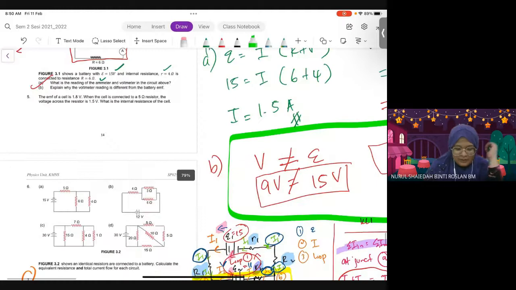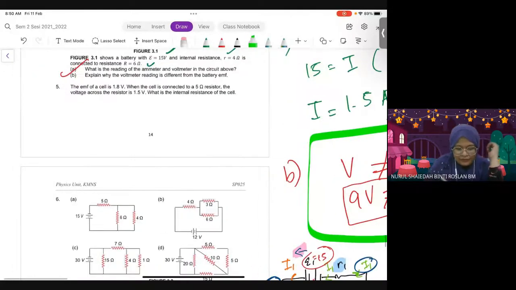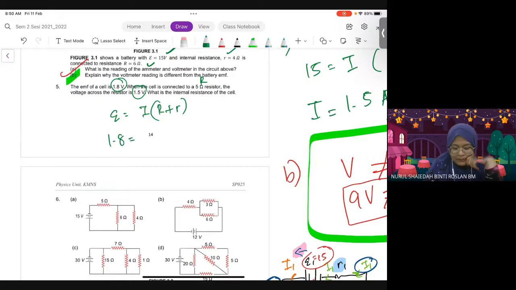Okay, so kita masuk kepada soalan number 5. The EMF dia bagi 1.8 volt connected to resistor 5 ohm. The voltage across is 1.5. What is the internal resistance? Sangat senang lah. EMF sama dengan I, R besar tambah R kecil. So dia bagi tahu dia ada EMF 1.8 tapi dia tak ada bagi I.